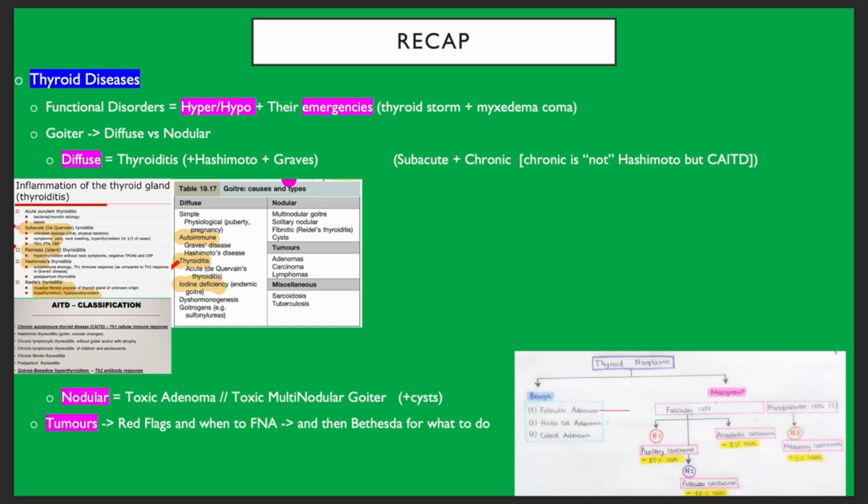That's, I think, the easiest way to do it. Hyper, hypo, and their emergencies, so generally speaking, the symptoms. Then you move on to the goiter. If you know hyper, hypo, the goiters, and then these adenomas and carcinomas, you know all the thyroid.